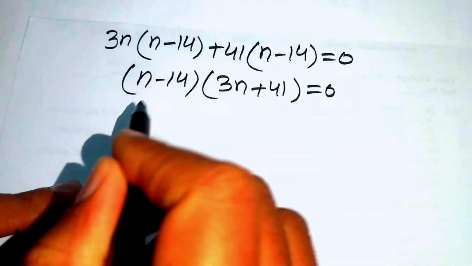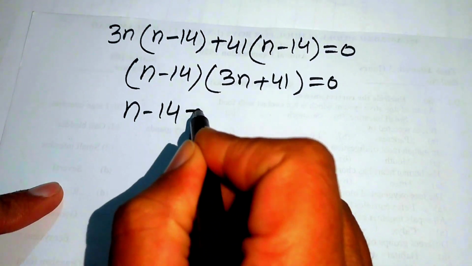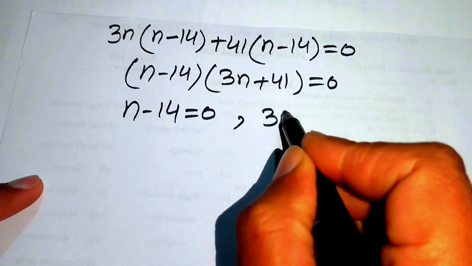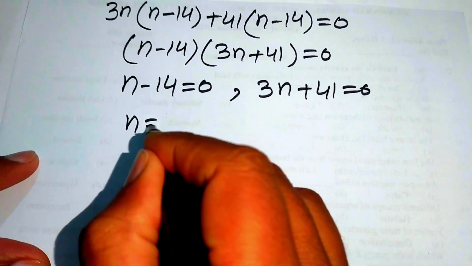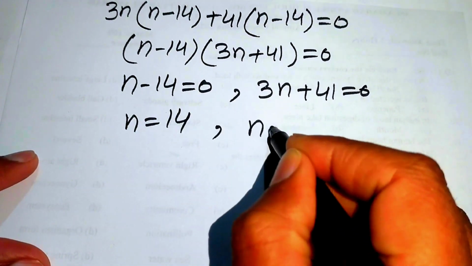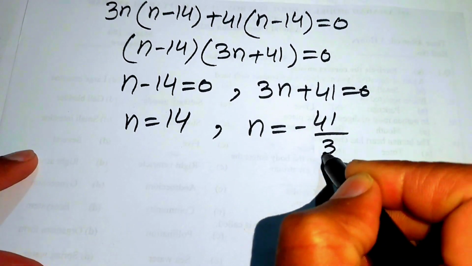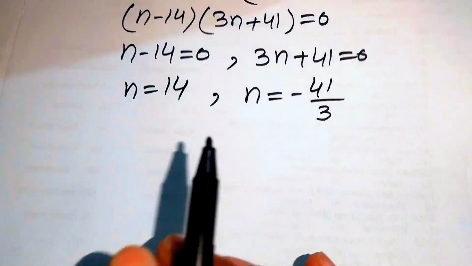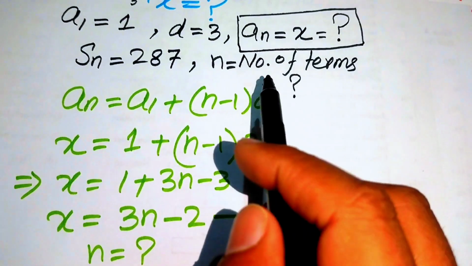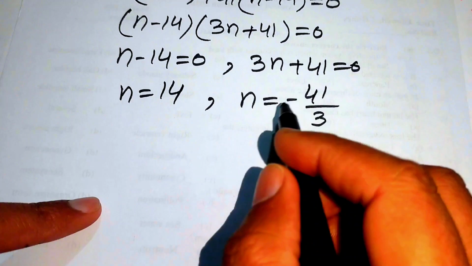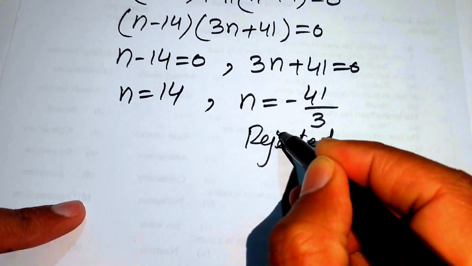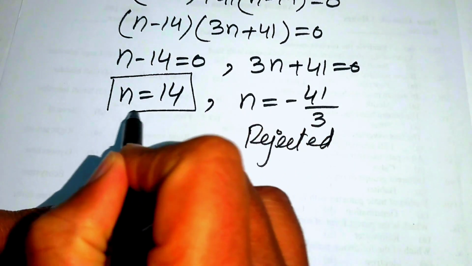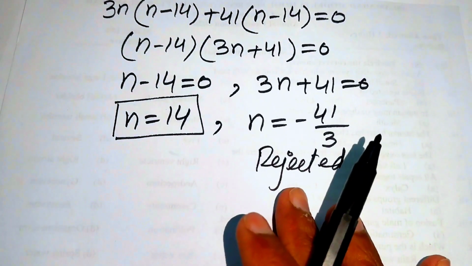So we divide this into two cases. Our first case is we write n minus 14 equals to 0, and the second case is we write 3n plus 41 equals to 0. So in this case we have n equals to 14, and in this case we have n equals to minus 41 over 3. So at the start of the problem we denoted this n as the number of terms in the given series. You know that the number of terms in the given series cannot be negative, so we will reject this case, and we can just proceed with this case only. So we have the value of n equals to 14.